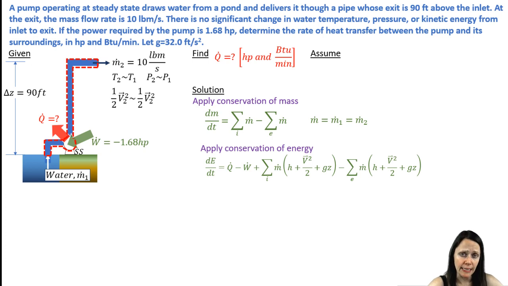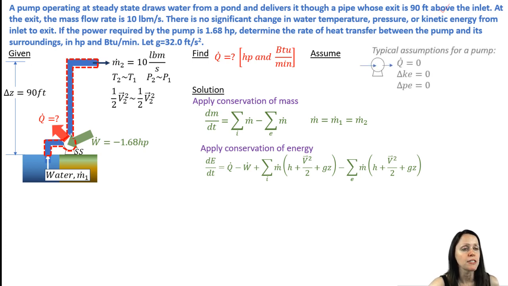I know the dE/dt goes away, but let me think about the typical assumptions that I make for a pump. So typically we say steady state, Q dot's equal to 0, changes in kinetic and changes in potential energy are 0. But let's just pause for a second because it's asking me to find what Q dot is, so I don't want to ignore that. The change in kinetic energy, there's nothing in fact, it tells me point blank that the kinetic energy from the inlet to the outlet, there's no significant changes.